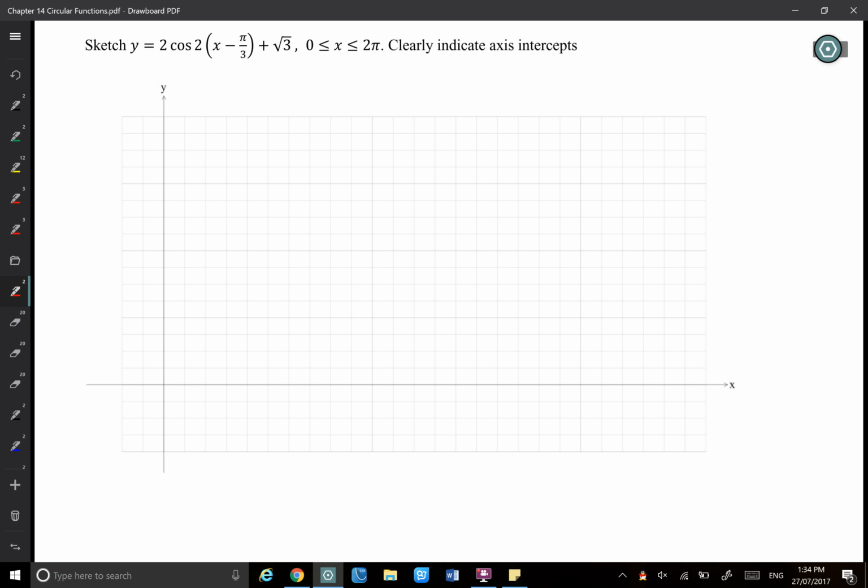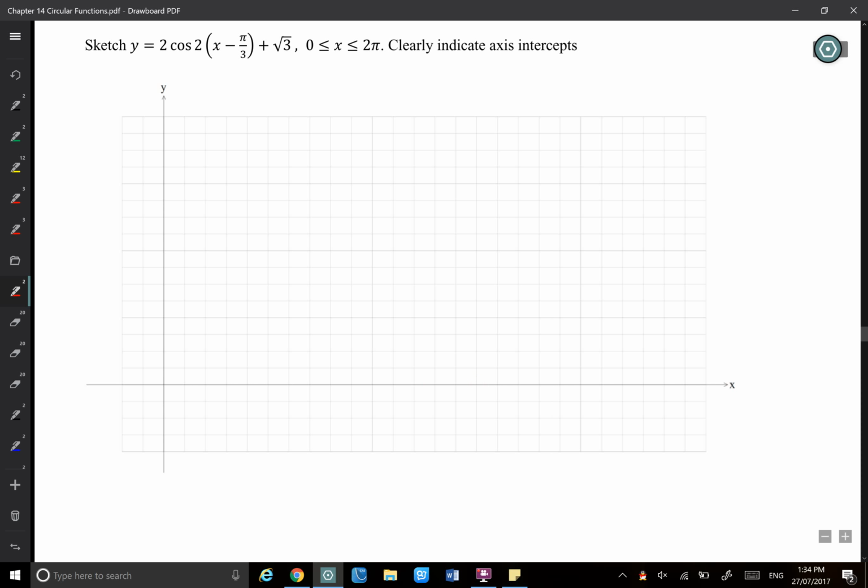You can count how many boxes there are first. 1, 2, 3, 4, 5, 6, 7, 8, 9, 10. That's 10 boxes. 11, 12. That's 12. Why do I label it 12? Because each period is 2 pi. I will tell you why it's 12. I need to calculate something first.